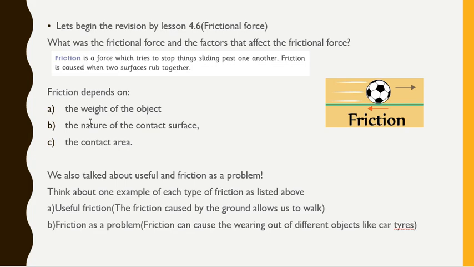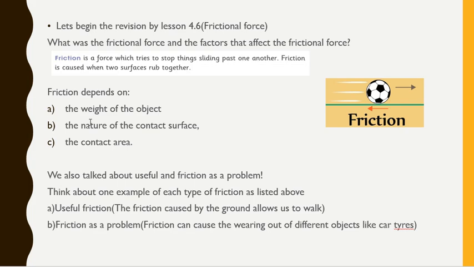What about the nature of the contact surface? In a smoother surface, the frictional force is smaller. Remember, like walking on ice. In a rougher surface, the frictional force is going to be bigger. So, compared to the ground, walking on ice is more difficult. The last one, the contact area. The bigger the contact area, the bigger the frictional force is going to be.